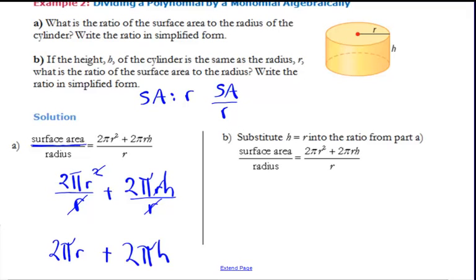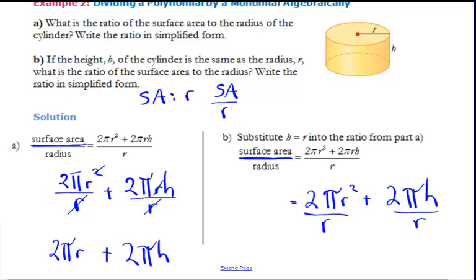Well, if the height h of the cylinder is the same as the radius r, what is the ratio of the surface area to the radius? Write the ratio in simplest form. Well, here's my surface area to radius ratio. Let's write that out. That's 2 pi r squared plus 2 pi h, and both of those are over r.